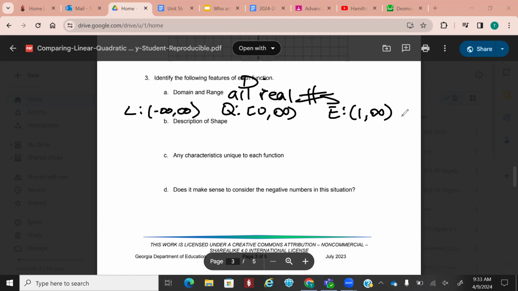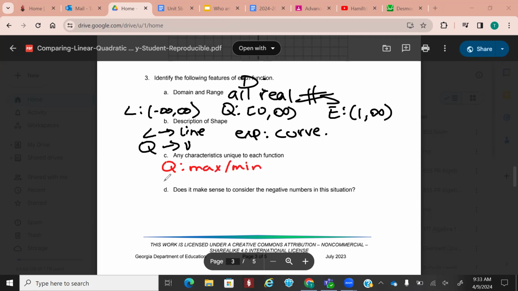Description of the shape. For linear, you're always going to have a line. Quadratic is going to be that U shape. And then exponential is just like a curve. Characteristics that make each function unique: quadratic is always going to have a max or a min. Exponential is always going to have an asymptote.